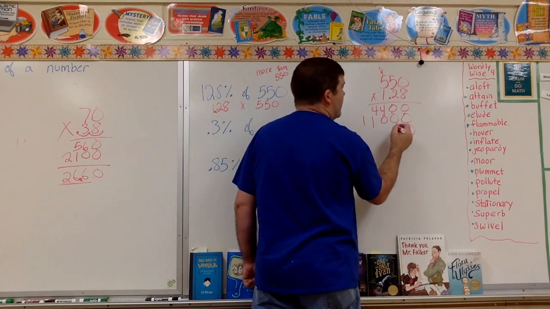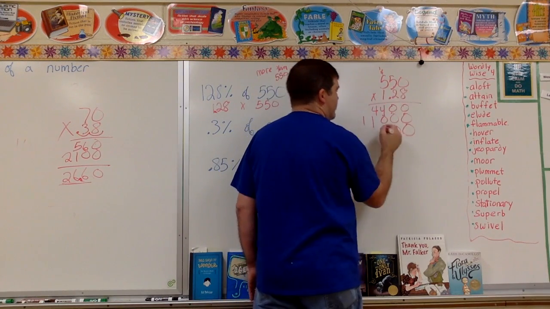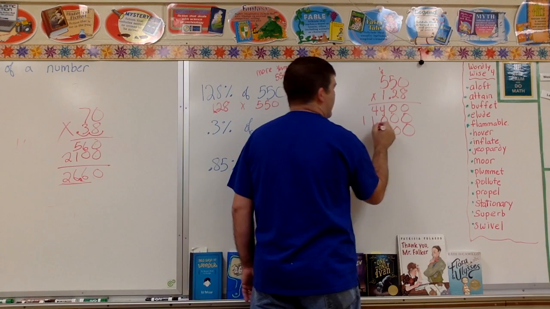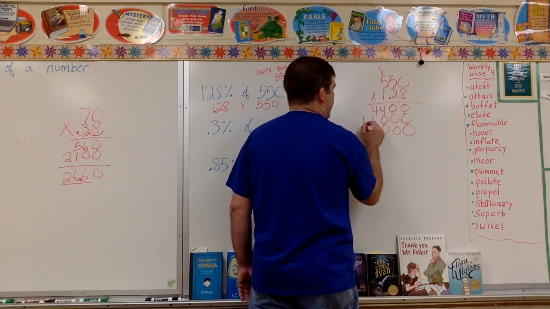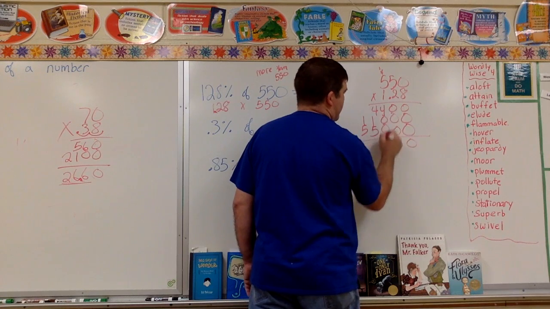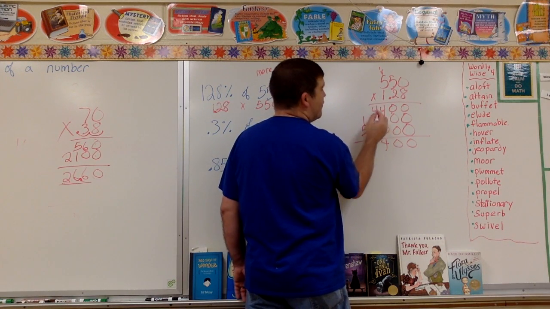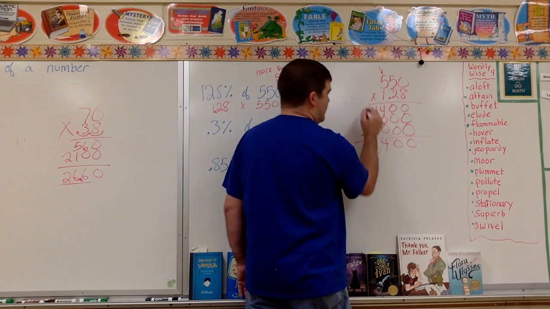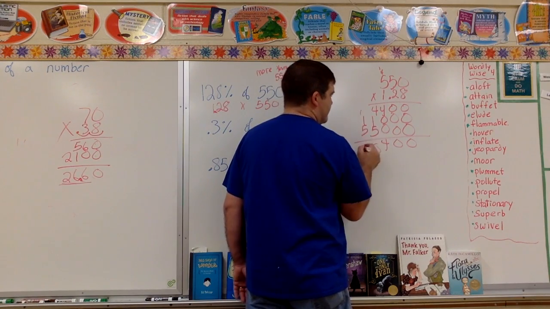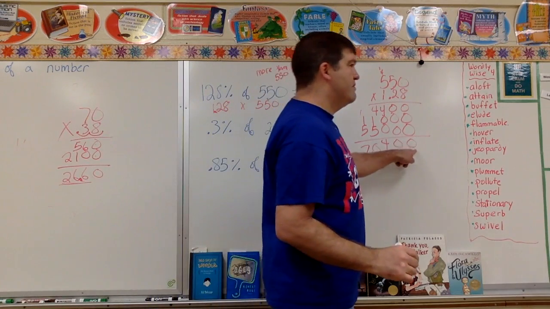1 times 1 is, I have to add 2 zeros because I'm next level down. 1 times 0 is 0. 1 times 5 is 5. 1 times 5 is 5. And I add these up. 4, 5 plus 1. 4 plus 1 is 5 plus another 5 is 10. 5, 6, 7. 7, 0, 4, 0, 0.